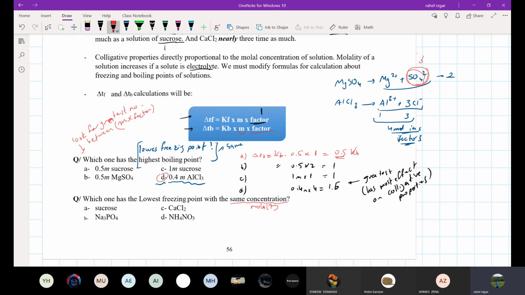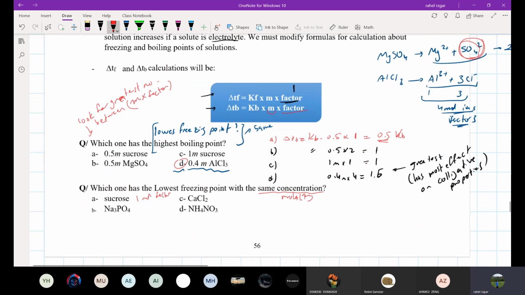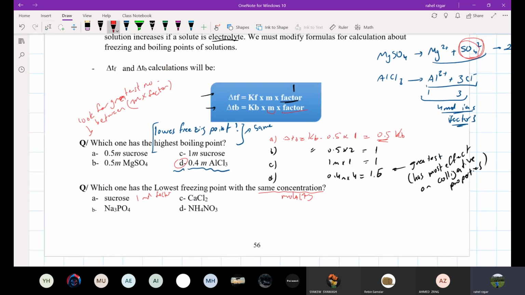Since they have the same molality, all you have to look at is the factor. Just compare the factor. For example, what is the factor of sucrose? It is a non-electrolyte, so it's 1. What is this one? 3Na and 1PO4. So the factor is 4 moles.